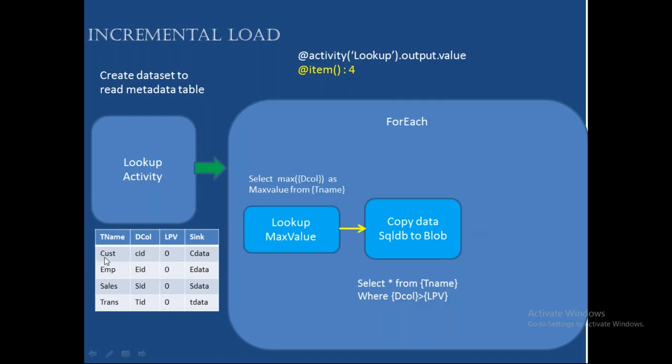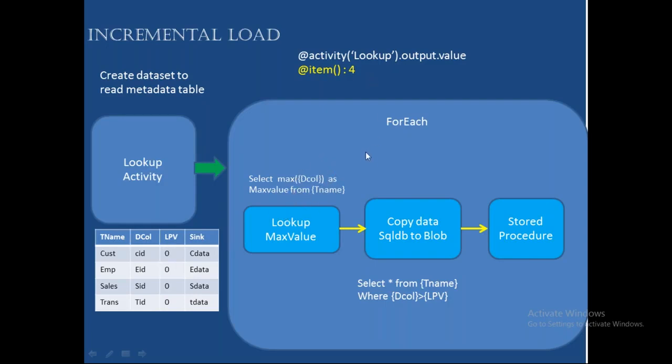Once I completed for the cust table, the next EMP table will come automatically. Select star from EMP, where delta column is EID, last processed value is 0. Something like that will happen. Now finally, I have a stored procedure. This stored procedure is going to update my last processed value. It will update the last processed value for the cust table first. How will it get the last processed value? From this particular lookup activity.